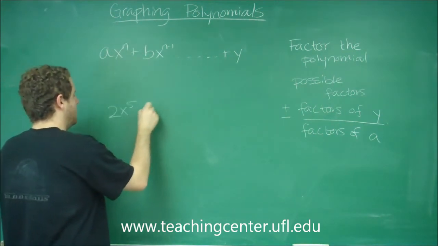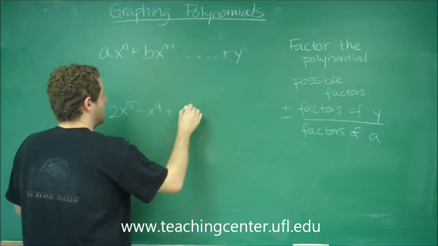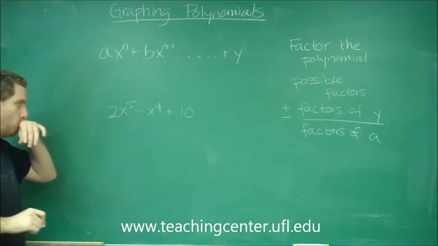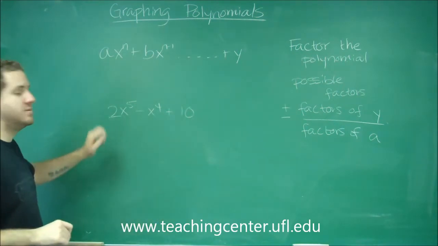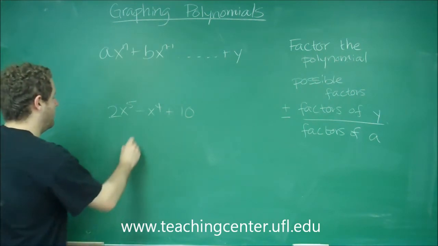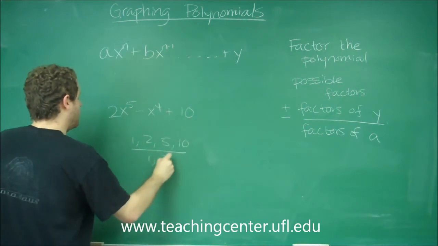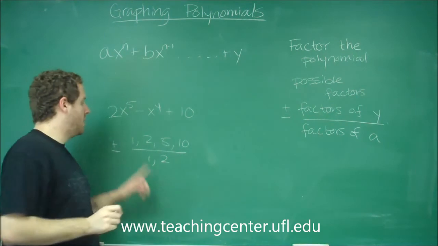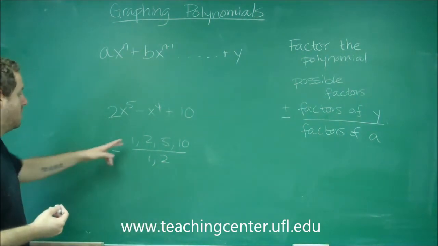2x to the 5th minus x to the 4th, and I'll have plus, let's go with 10. So my y is 10 and my a is 2. So I could have all possible combinations of 1, 2, 5, or 10 on the numerator, and 1 or 2 on the denominator, plus or minus. Those are all possibilities. You can see 1 is always going to be a possibility for any of them, because you can do plus or minus 1.